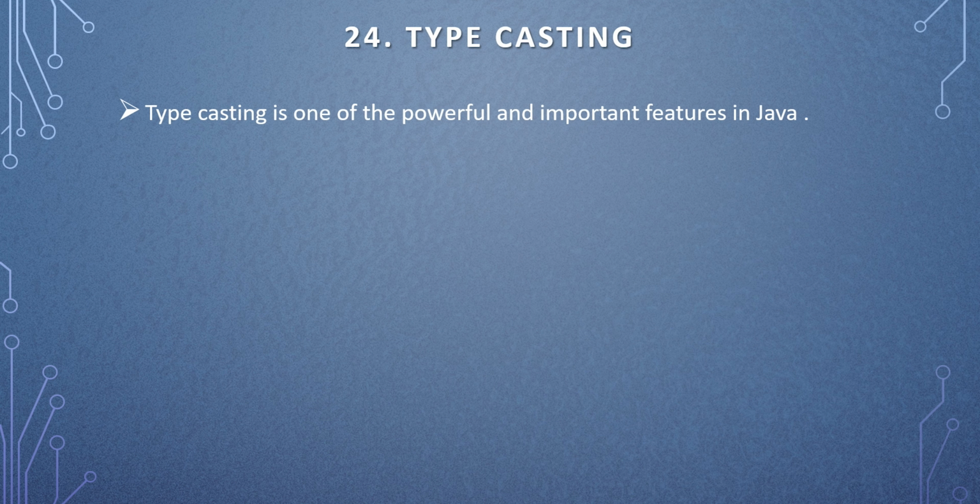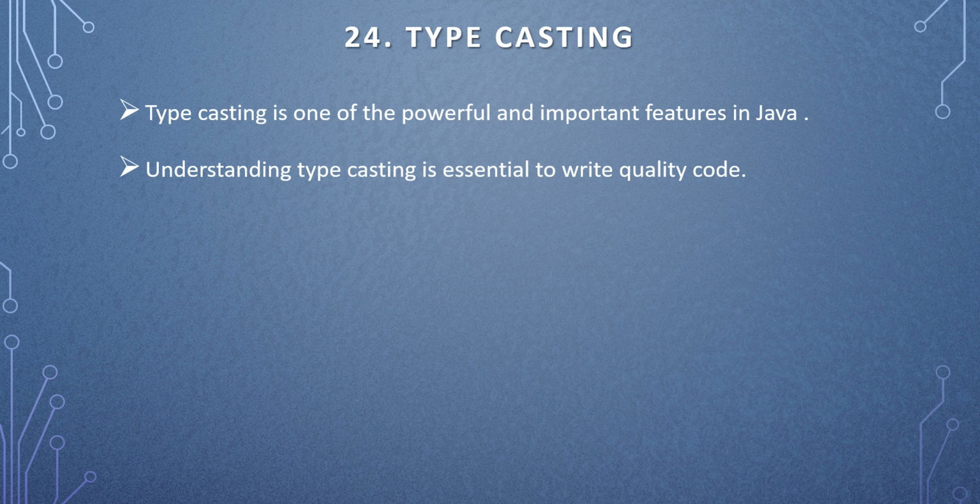Casting is one of the powerful and important features in Java that provides the ability to convert a variable of one type to another. Understanding typecasting is essential to write quality code. To write error-free Java programs, proper knowledge of typecasting is needed. Make sure to understand and to practice programs with typecasting.